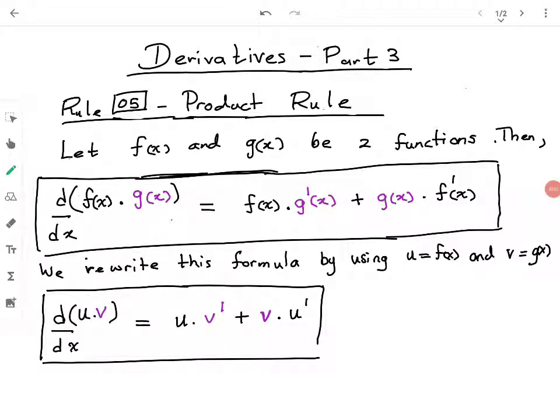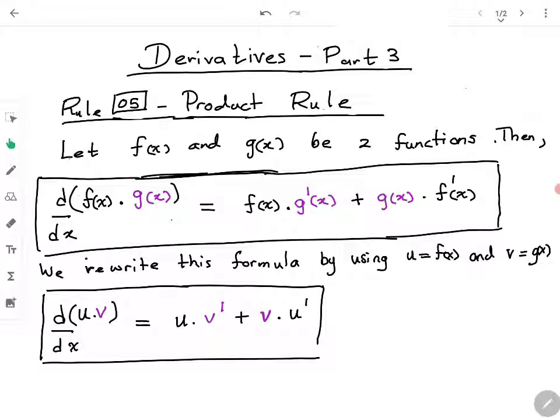Okay, so in today's lesson, we are going to discuss one of the most important rules in derivatives, and that rule is the product rule. Here we are considering two functions, f and g, and a product of them, f times g, and we want to know how to differentiate this expression. That can be done using this given formula. So let's see how this formula is written.